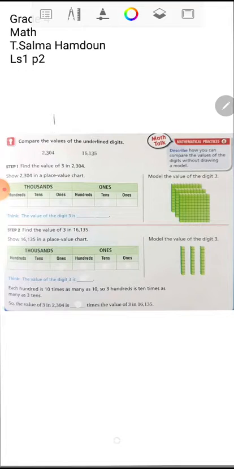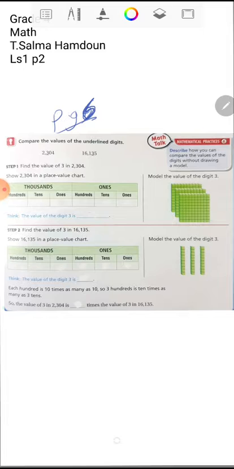Page 6. Okay, you have to open page 6. Let's start with this question. Compare the values of the underlined digits. Today we will compare the same numbers, but these numbers are in different positions or place values.